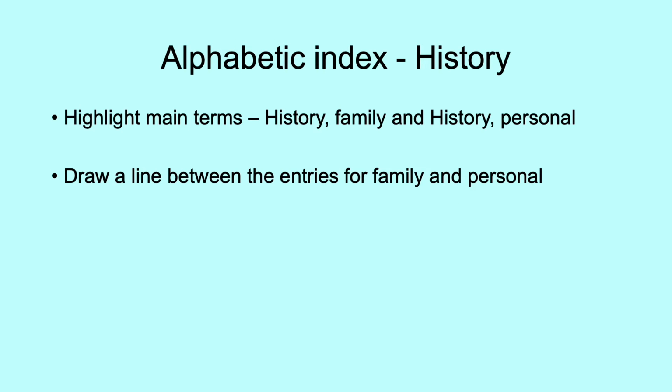The same confusion may occur with the entries for history. Highlight the main terms for history, family, and history, personal. Then draw a line after the last entry for history, family, which is vision loss, visual loss, and the beginning of history, personal. So draw a line, and that makes it clear this is where family history ends and personal history begins.